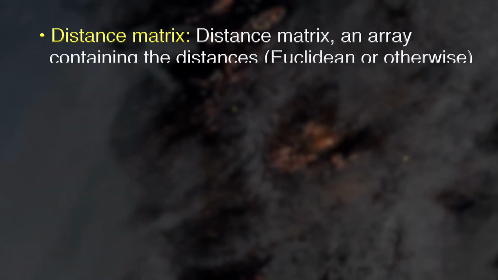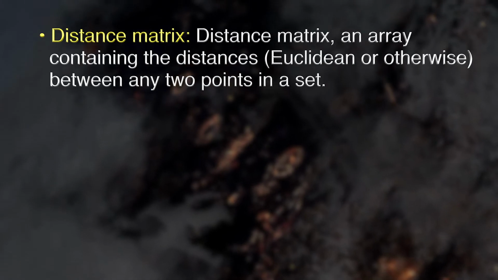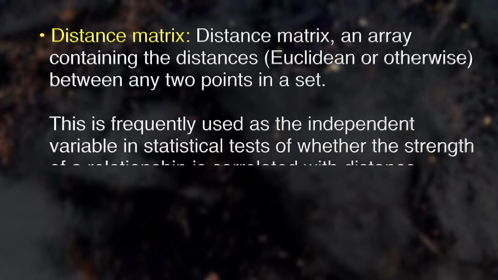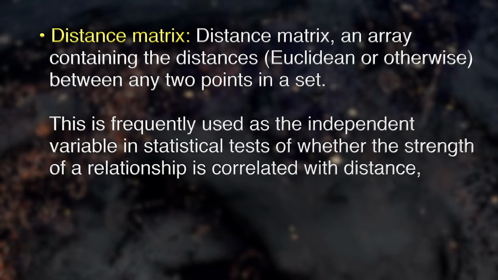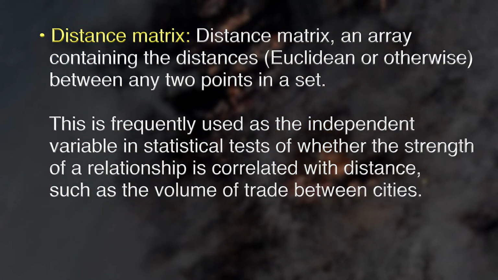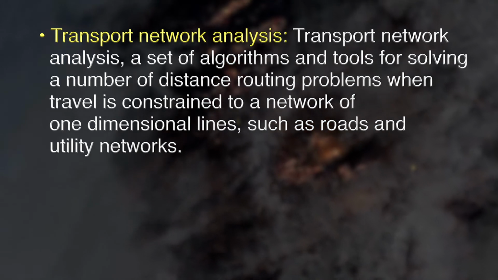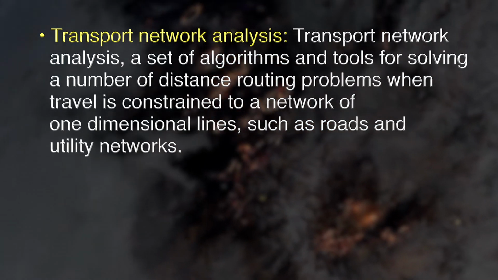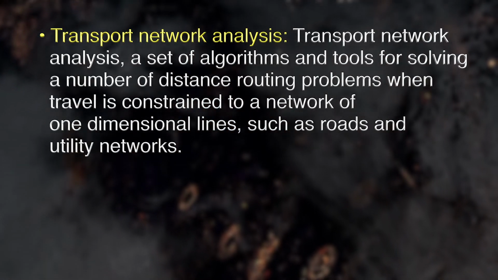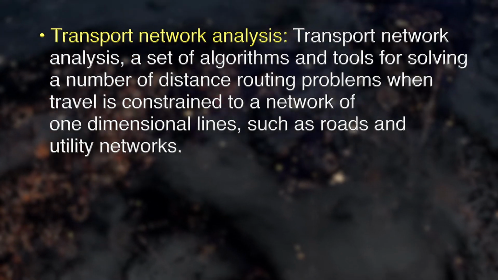Distance matrix. A distance matrix is an array containing the distances, that is Euclidean or otherwise, between any two points in a set. This is frequently used as the independent variable in statistical tests of whether the strength of a relationship is correlated with distance, such as the volume of trade between cities. Transport network analysis. Transport network analysis is a set of algorithms and tools for solving a number of distance routing problems when travel is constrained to a network of one-dimensional lines, such as roads and utility networks.